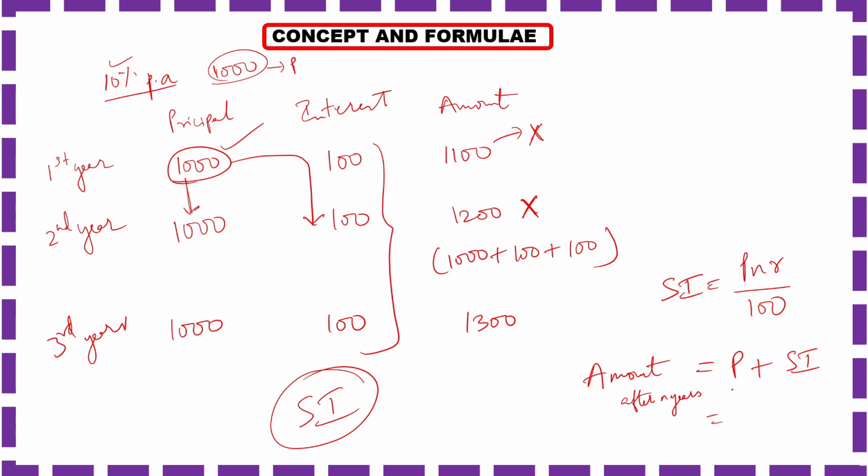So principal we know, simple interest we know, which is PNR by 100. So let's just substitute here PNR by 100. If we take P as common, then we will get P into 1 plus NR by 100, right? So this is the amount. This is the simple interest formula. To calculate simple interest, or to calculate the amount, no other formula is required except these two. Just remember these two formulae in the simple interest concept.